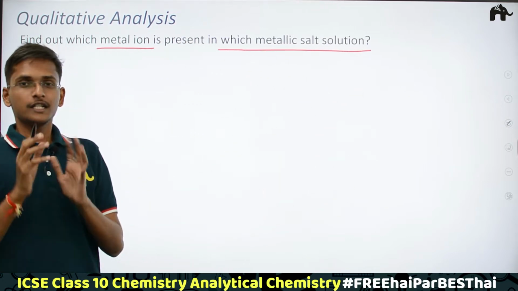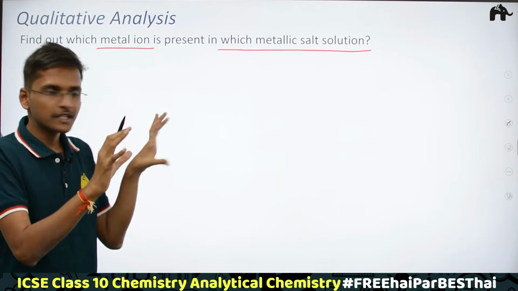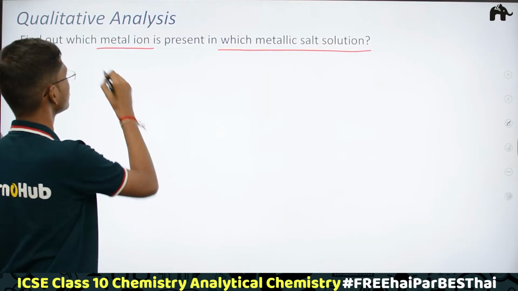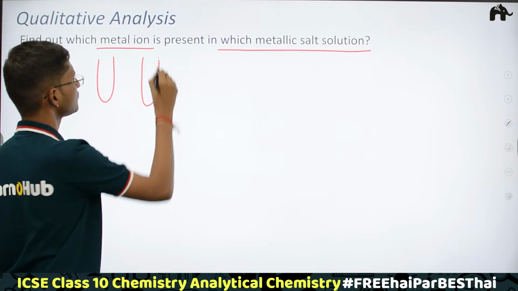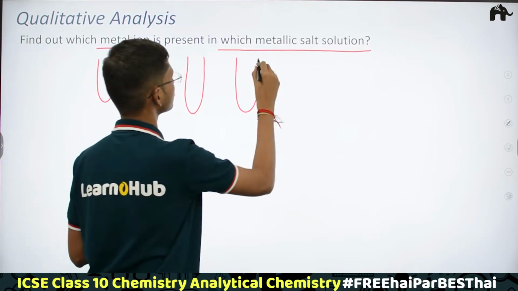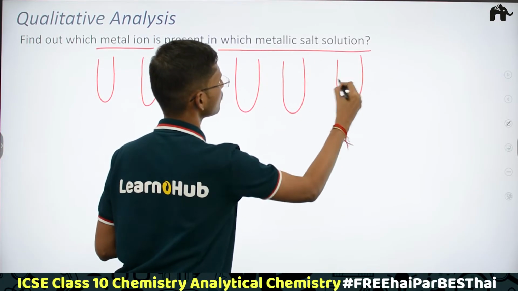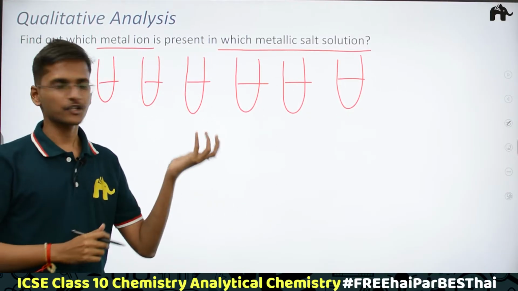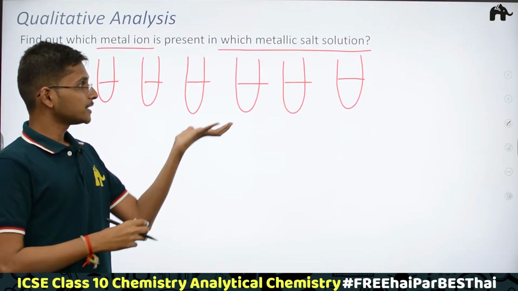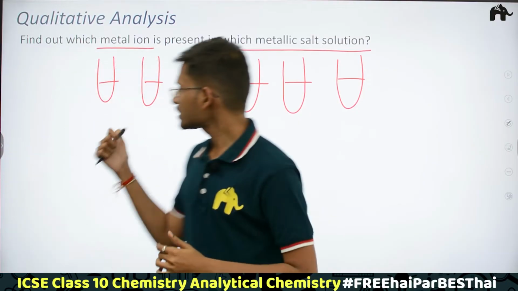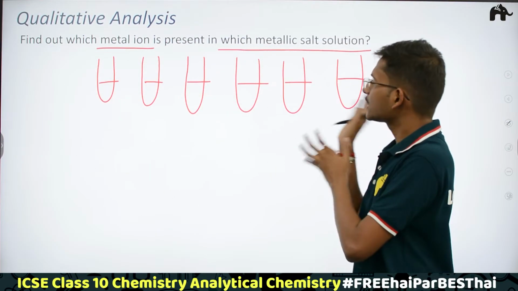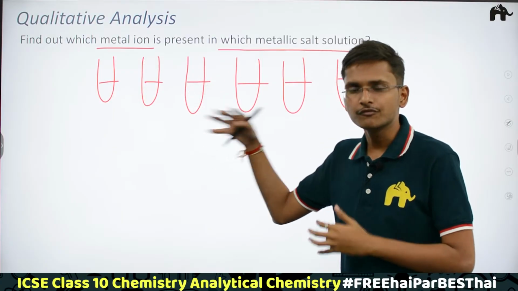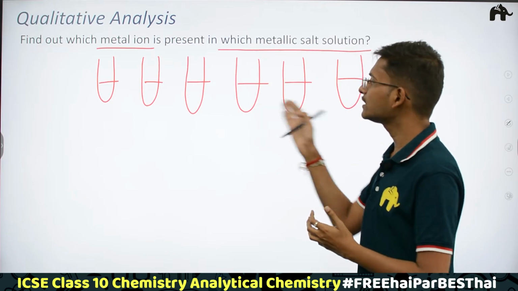Okay, now let's move on to the main crux. So I have told you we are having 6 metallic salt solutions with us. Okay, they are in the 6 test tubes. Don't worry about the shape of the test tubes, don't pay attention to the shapes. They may not be the perfect ones, but what we have to figure out is how we are going to find which metallic ion is present in which metallic salt solution.